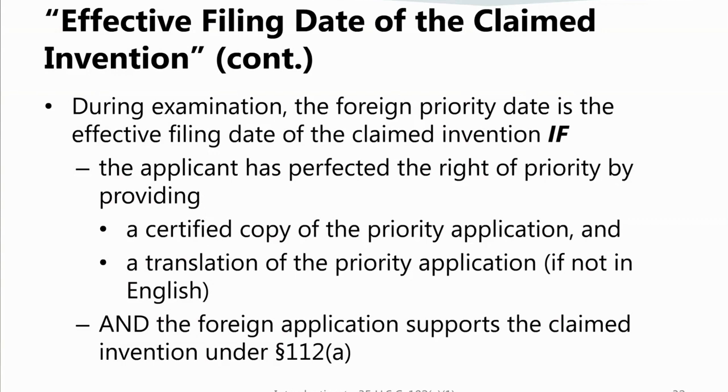The last thing that is required to actually obtain the foreign filing date is that the claimed invention must be described in that foreign application in the manner set forth in 35 U.S.C. Section 112(a). This means that the foreign application must describe the claimed invention and enable one of ordinary skill in the art to make and use the claimed invention. It is the examiner's responsibility to make this determination for each claimed invention.